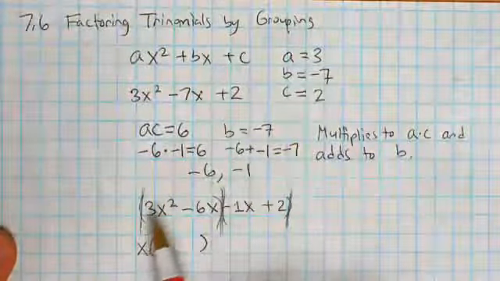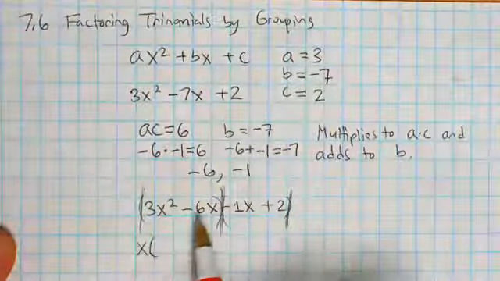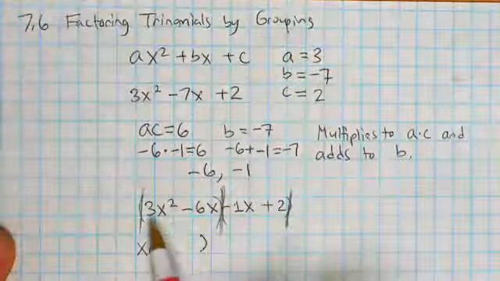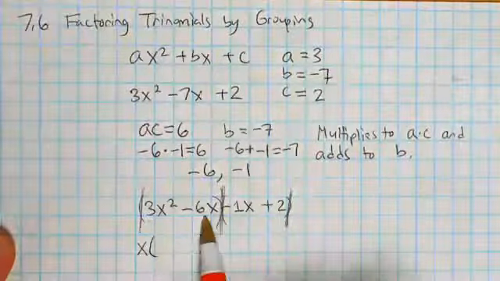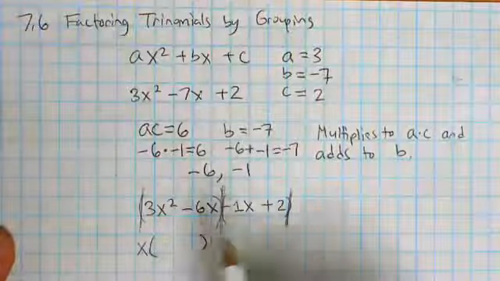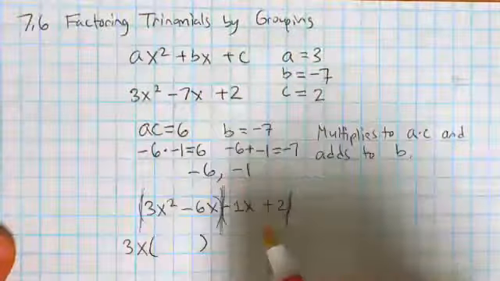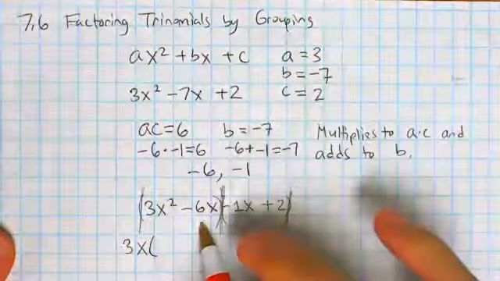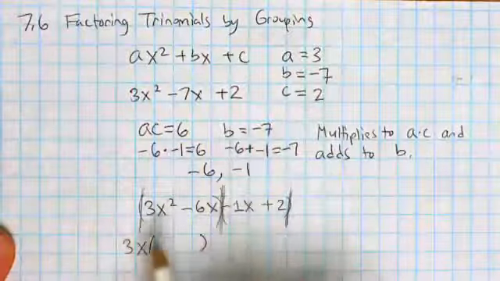In addition to that, if we look at the leading numbers, the coefficients on x squared and x, this one has a 3 and this one has a negative 6. 3 goes evenly into both 3 and negative 6. So I actually get to grab a whole 3 out of 3x squared and a 3 out of the negative 6x.